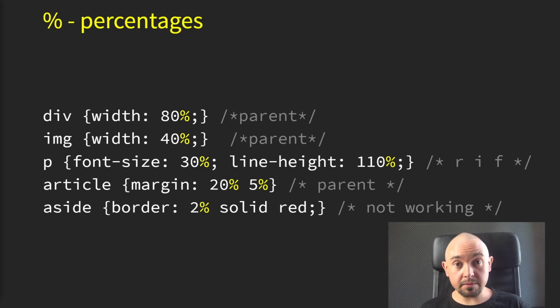This is why I mentioned that percentages can be problematic if we don't know very well what they relate to. Another example is the article tag, the margins of which can also be specified as percentages. Here the percentages again refer to the parent element, but in some cases using percentages won't work. In the last example, we specified the border as 2% for the aside tag. This solution will not work. Trust me, all of this will become clear in practice.